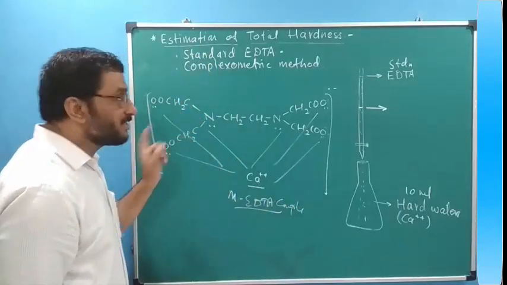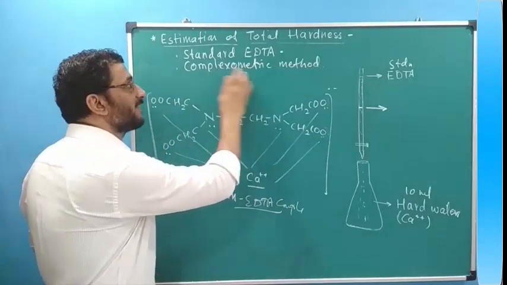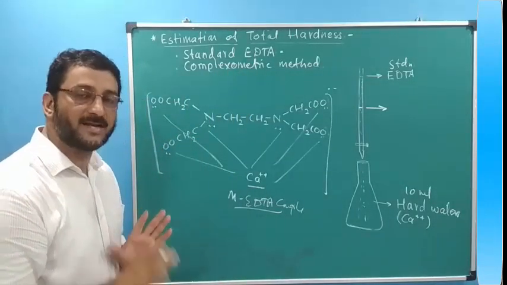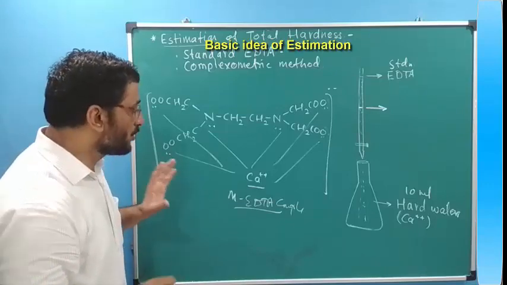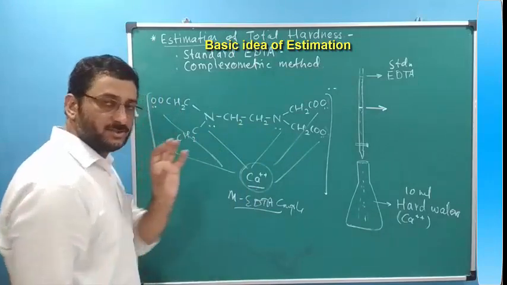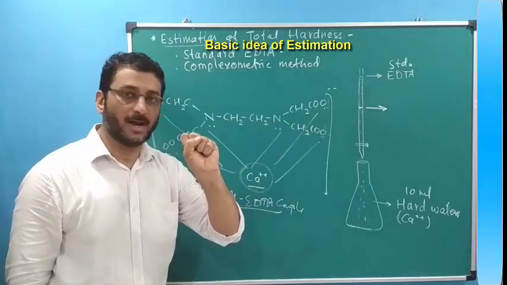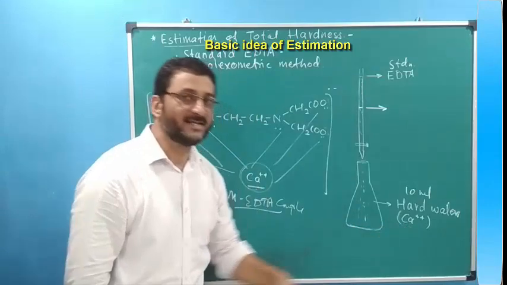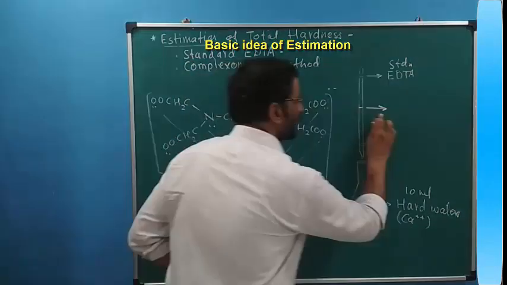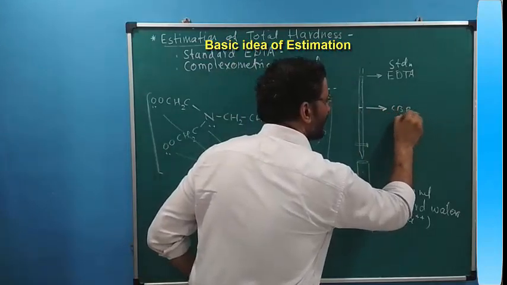At the end of the reaction, there is a formation of a complex. That's why it is called a complexometric reaction. The simple basic idea is that we just have to note down how much EDTA we need to add to form a complex with all calcium ions, to trap all soluble hardness causing ions present in this water. That much we have to record. That is the CBR of my titration.